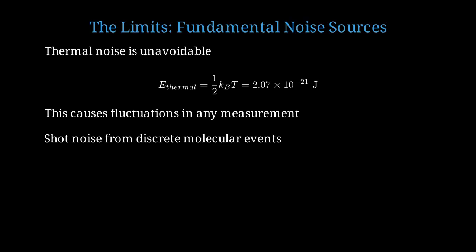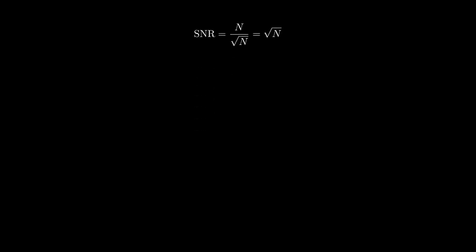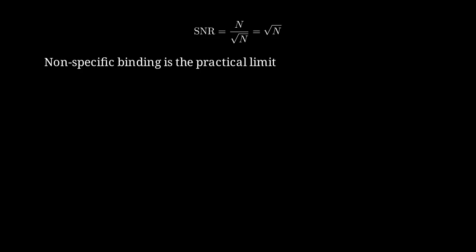Second, we have shot noise from discrete molecular events. When counting individual molecules or electrons, we get statistical fluctuations. The signal-to-noise ratio equals n over square root of n, which simplifies to square root of n. To improve SNR by a factor of 10, we need 100 times more molecules. In practice, nonspecific binding is often the limiting factor. Other molecules in the sample can stick to the sensor surface, generating false signals. Minimizing nonspecific binding requires careful surface chemistry, blocking agents, and washing steps. This is as much art as science.